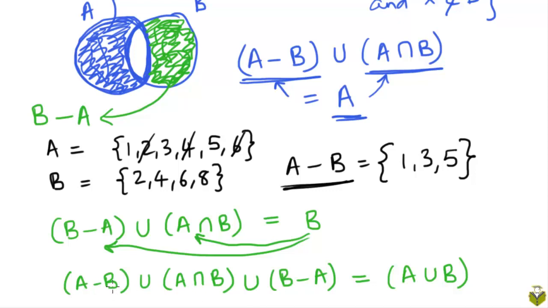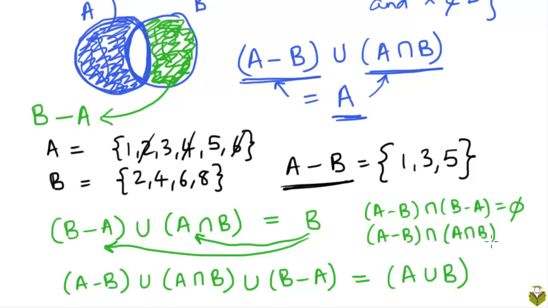So if you take the intersection of any of these three sets with any of the other, the resulting intersection will be the empty set because they don't share any element in common. So for example, A minus B intersected with B minus A is the empty set. A minus B intersected with A intersection B is also the empty set, and B minus A intersected with A intersection B is also the empty set.